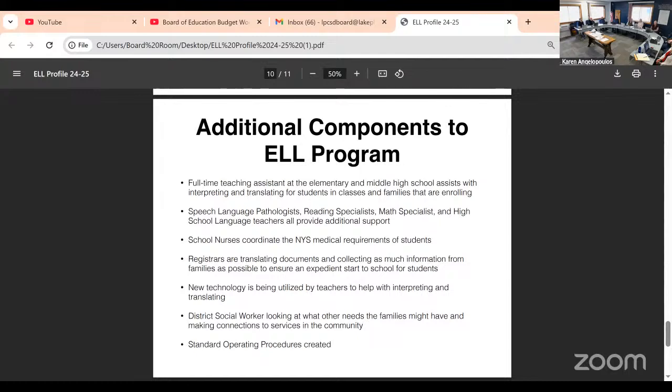We can talk specifically about our ENL teachers and our ENL TAs, but we also have our reading specialists who help, and speech pathologists who help at times. So there's a variety of people that students are working with just to make sure they're getting everything they need. And then there's other people as well that are helping.